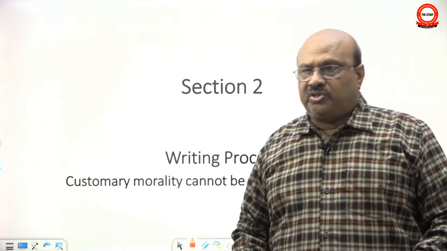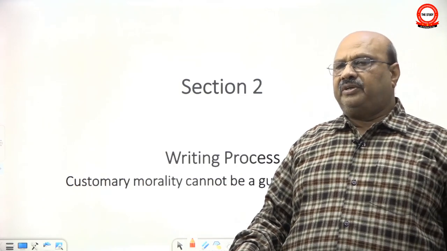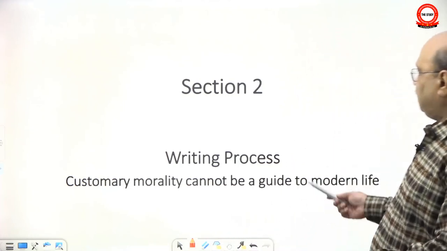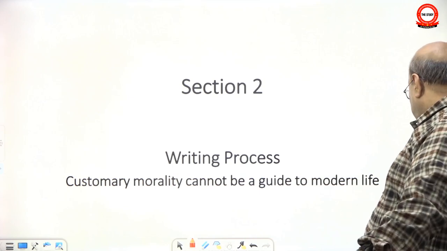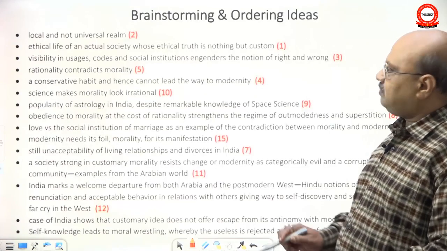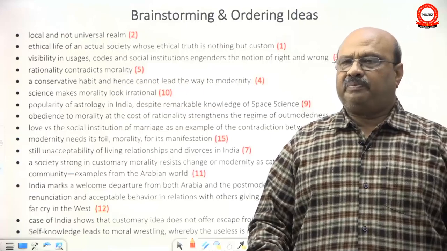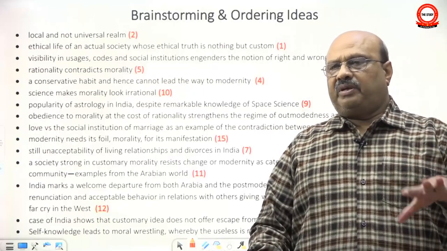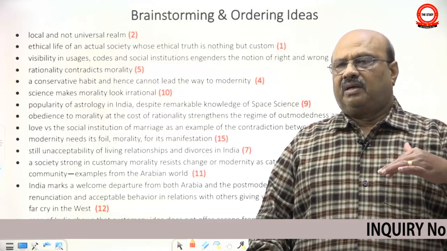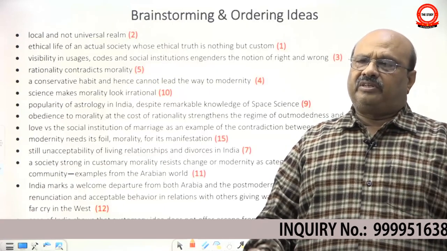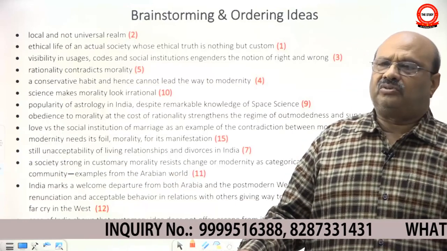Then we come to the second section of our presentation today, which is about the writing process on this topic. What is the topic? Customary morality cannot be a guide to modern life. And what is the writing process? As I told you in the last class, the writing process starts with brainstorming. When you brainstorm, you just think out ideas, the same technique I taught you in the previous class. Just think out ideas on the topic.